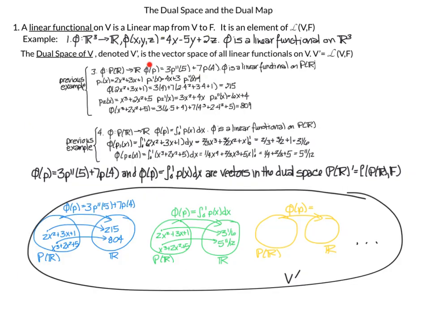I shrank our previous examples down a little more to give me space for this drawing. So here is my first phi of P. That's the one that takes a polynomial and maps it to 3 times the second derivative evaluated at 5 plus 7 times the polynomial evaluated at 4. That's this example here. And again, we said it maps from the space of polynomials to R. It took this polynomial 2x cubed plus 3x plus 1 and mapped it to the real number 215. It took the second polynomial x cubed plus 2x squared plus 5 and mapped it to the real number 80.